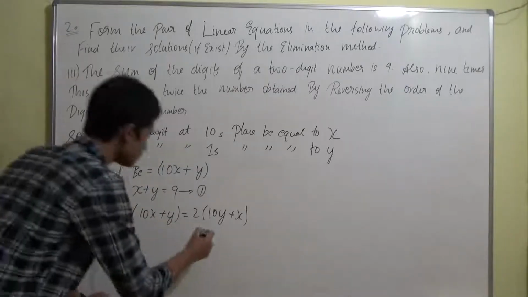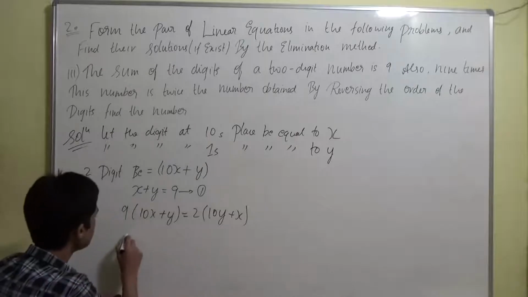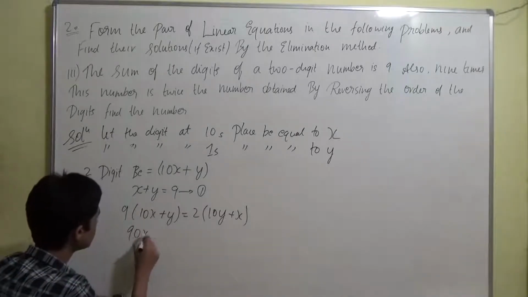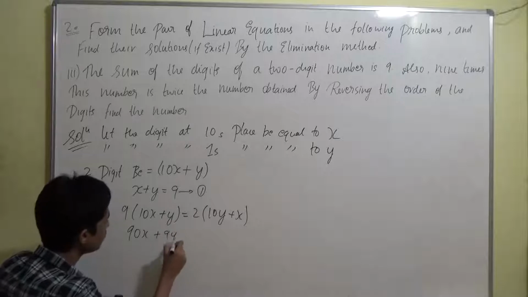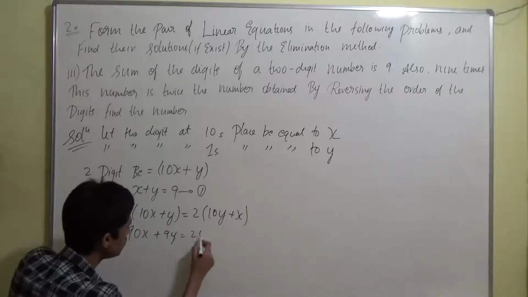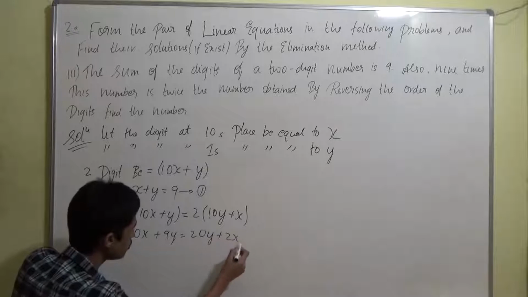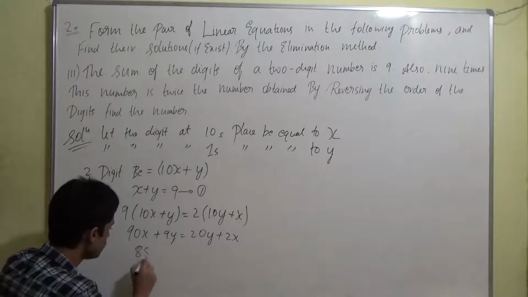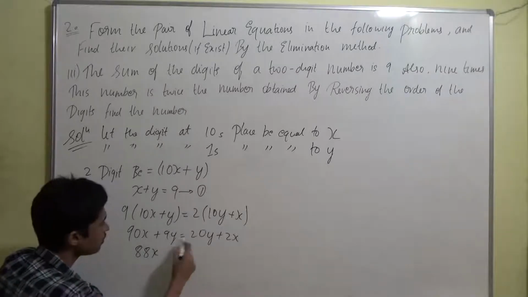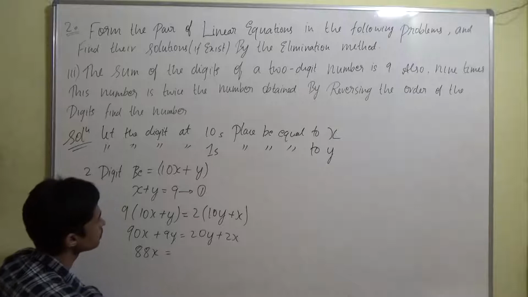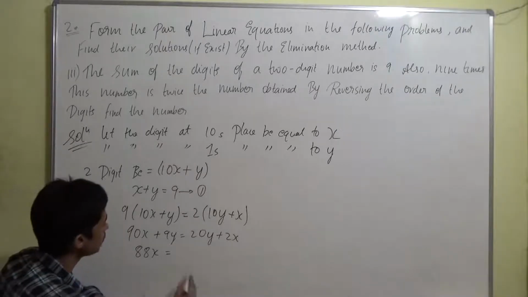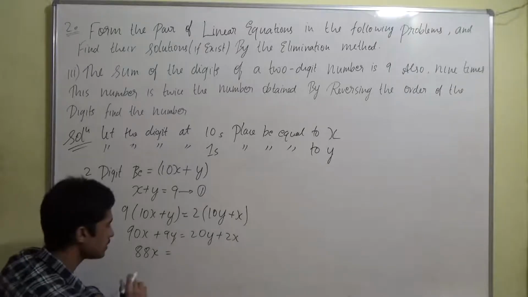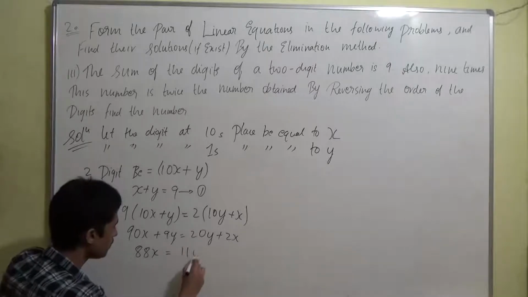So let's go ahead, guys, let's first expand it and simplify. This becomes 90x plus 9y equal to 20y plus 2x. Now let's bring the 2x this side, it becomes 88x. Am I doing it correctly? Yeah, I guess it's correct. It will become equal to 20y; let's bring y to the other side, it becomes 20y minus 9y, which means it will become 11y.